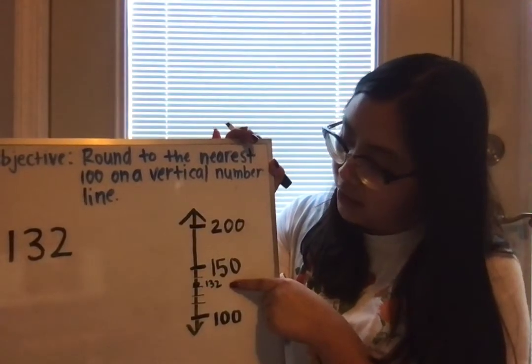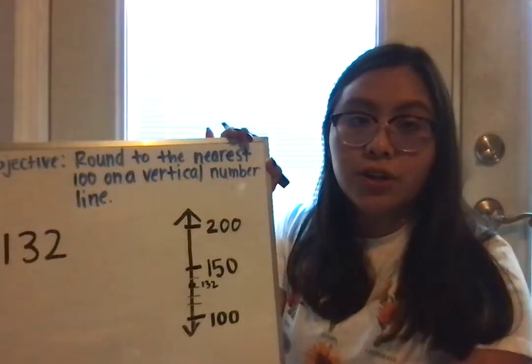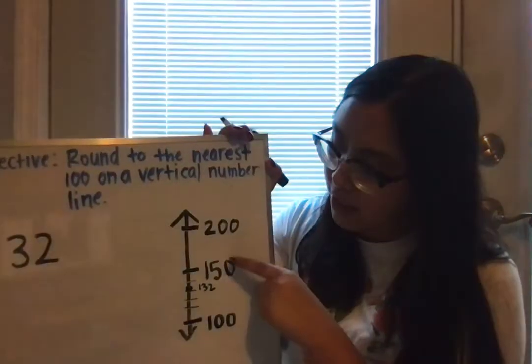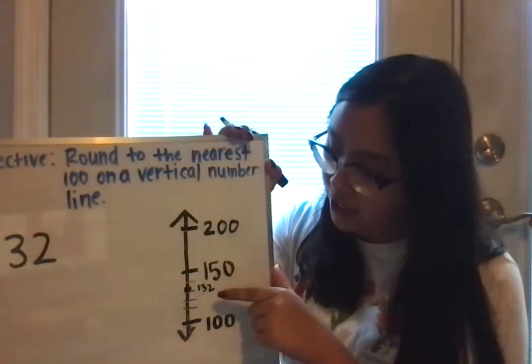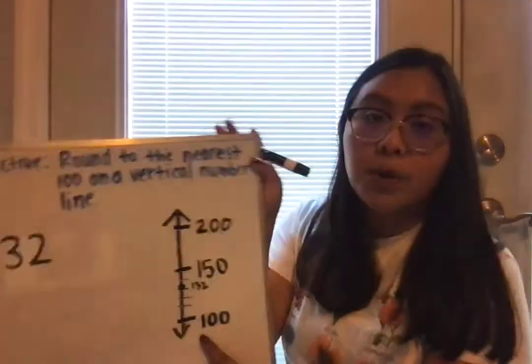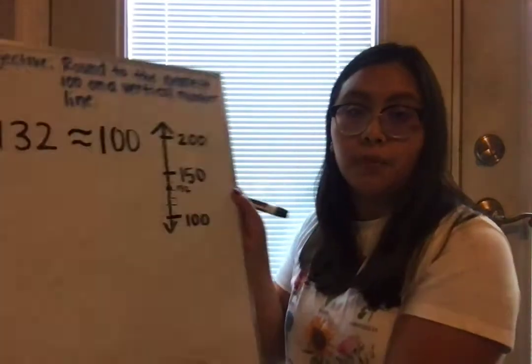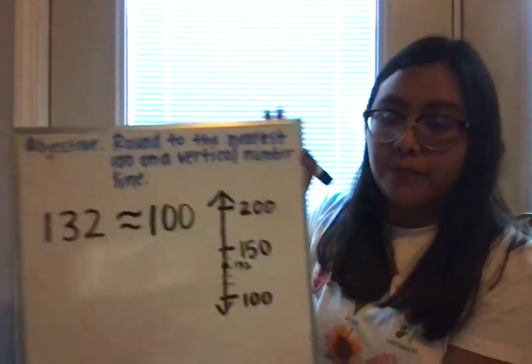And then we can look, is it closer to 100 or is it closer to 200? And in this case, because it is below the halfway point, we can see that it is closer to 100. So 132 would round to, and we're going to use these squiggle marks to signify approximately, 132 rounds to 100, right? So we can try one more.